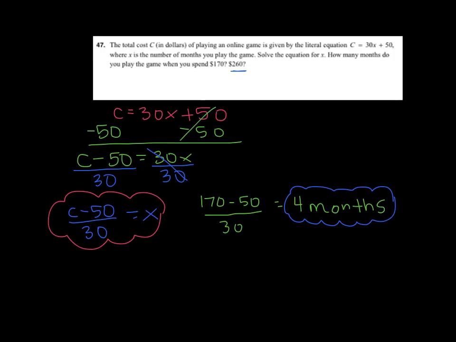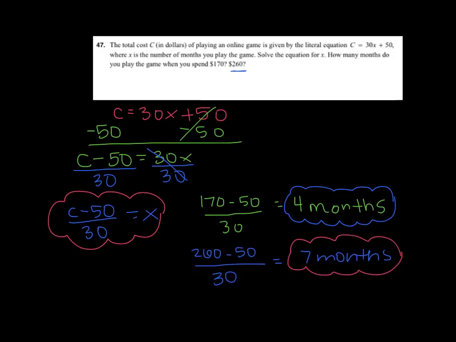played then. So to figure that out, all you had to do was replace c with 260. So I had 260 minus 50, which was 210, divided by 30, which gave me 7 months. So when they give you the literal equation, it's a little bit easier to maneuver because you're just substituting the value in for the variable and solving.